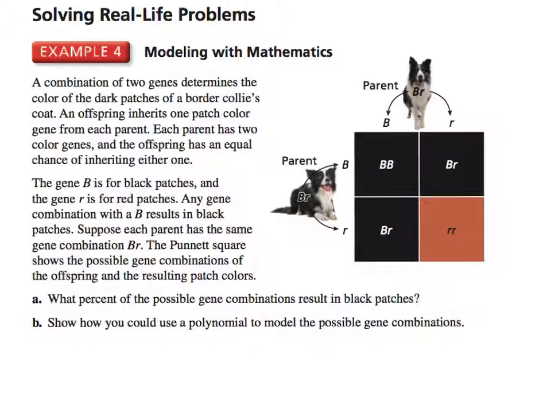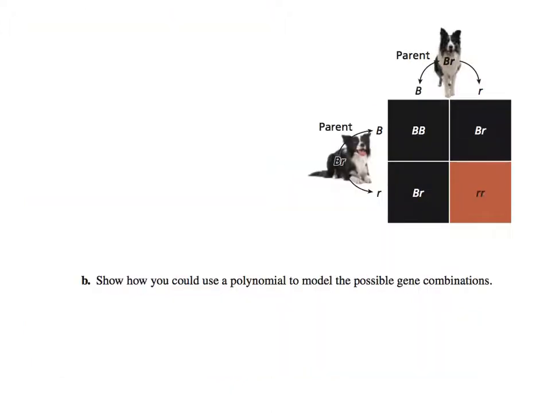Well, A is easy because there are 3 black patches out of a total of 4. So we know for A, 75% of the possible gene combinations result in black patches. But here comes part B. Part B says show how you can use a polynomial to model the possible gene combination. Now you're probably thinking to yourself, what?